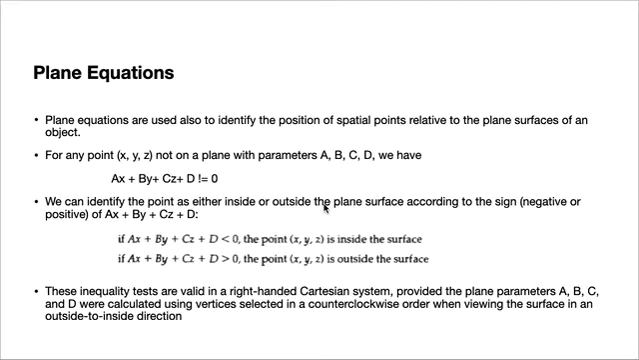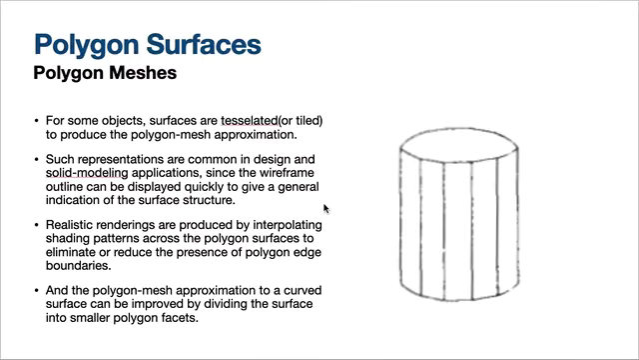Okay, so these inequality tests are valid only in a right-handed Cartesian system, and these plane parameters a, b, c, d were calculated using vertices selected in a counterclockwise order when viewing the surfaces in an outside to inside direction. So, these are some of the things that we should take care of. That is plane equations. Then we are going to see polygon meshes.